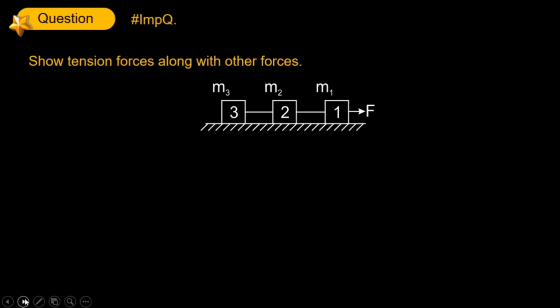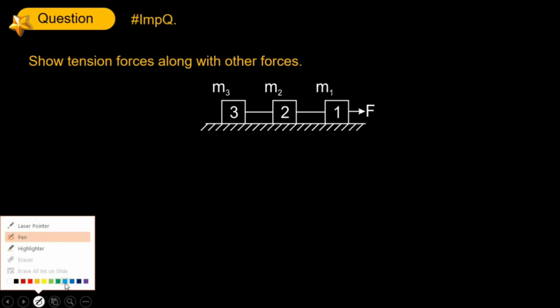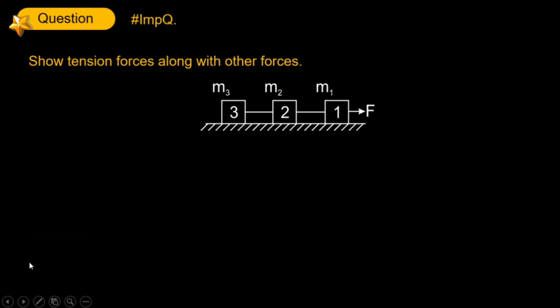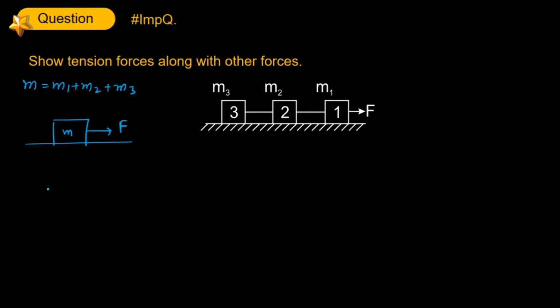Another question. Now this is something which you can easily do. What you can't do is actually finding tension. Showing tension in this case is not difficult, but finding tension is the case. Let us try to find tension in this case. In order to do that, first of all, we'll try to represent the forces. So I'll assume that this whole system is one system of mass equal to the sum of all three masses. And this is experiencing some force F.